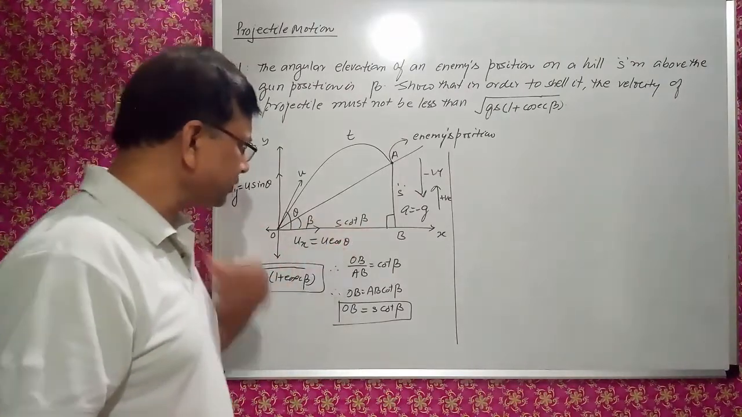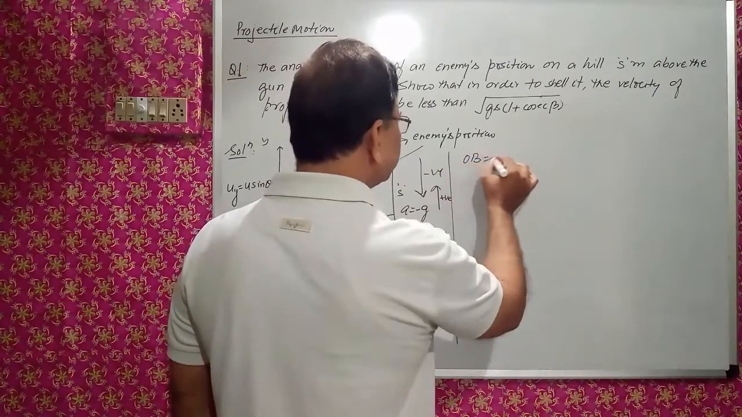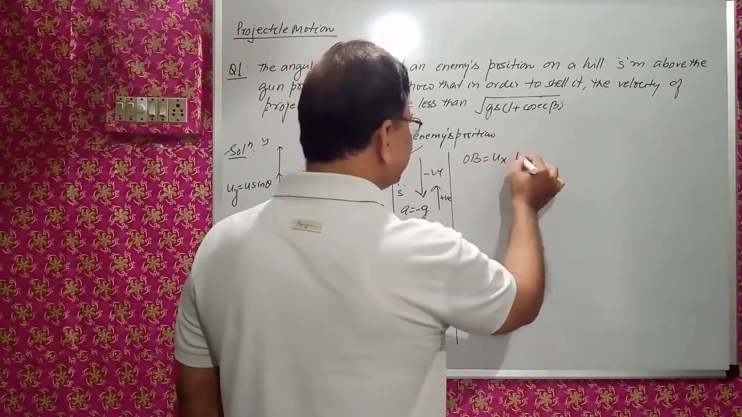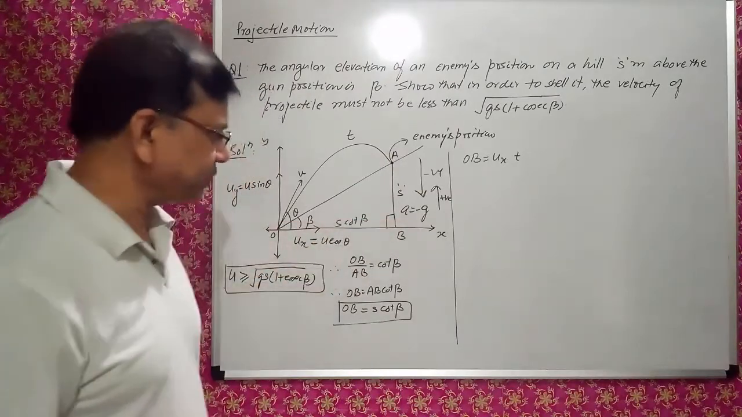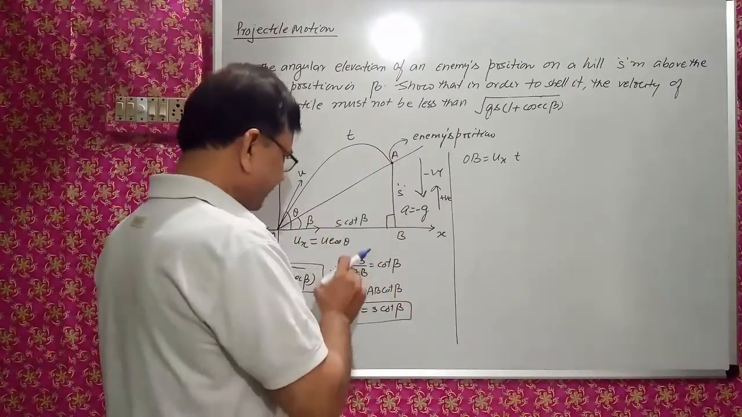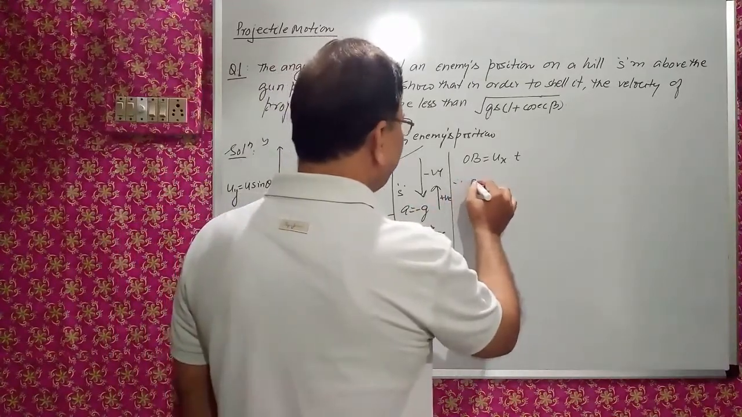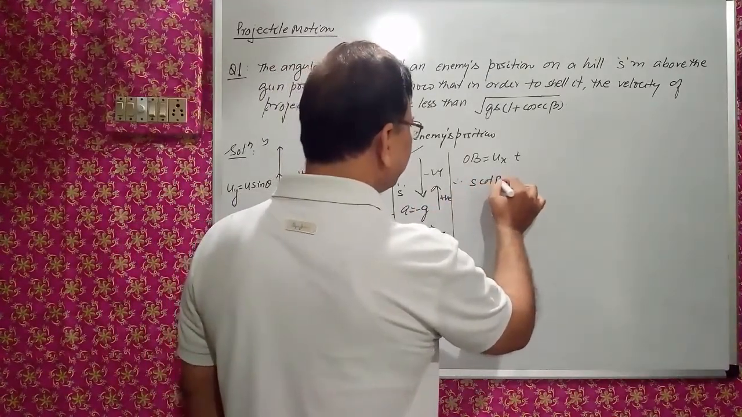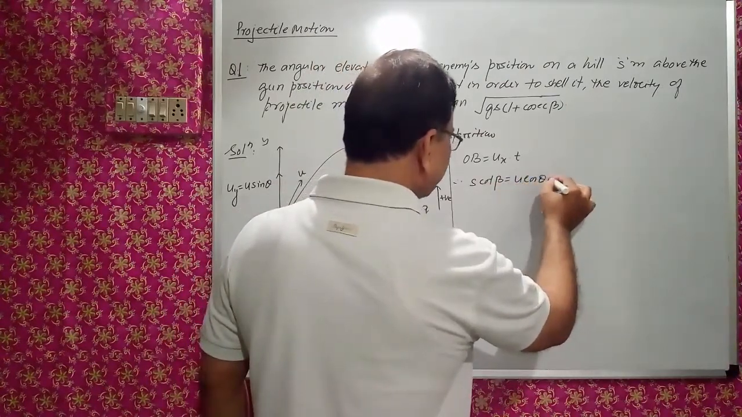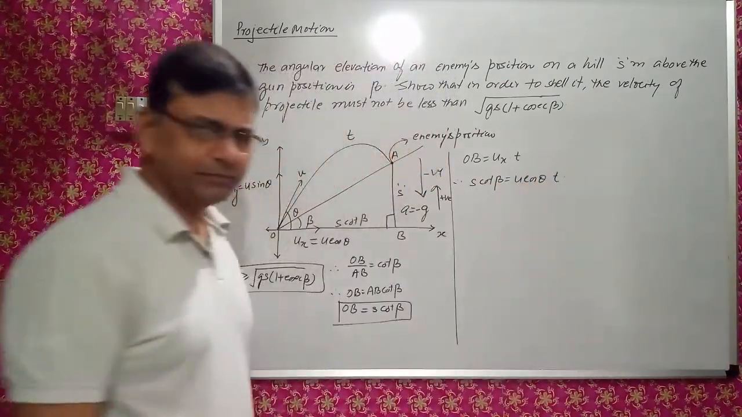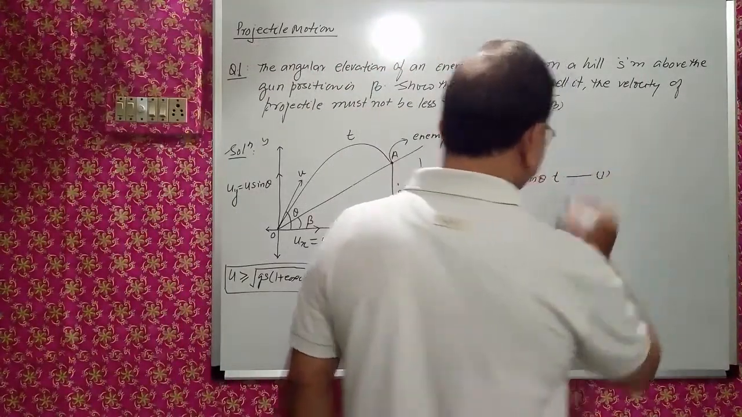So we will make the equations of motion. Horizontal velocity remains constant. So we can say OB is equal to ux into t. Horizontal direction. So OB is what? OB is S cot beta. Therefore I will write S cot beta is equal to u cos theta into t. We got one relation in u, t, beta and S. That is one relation I got.